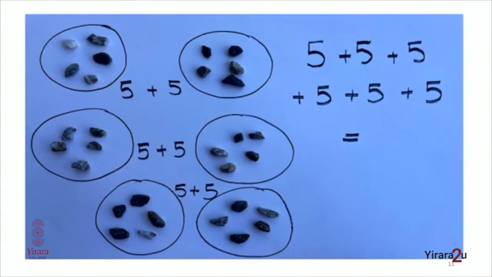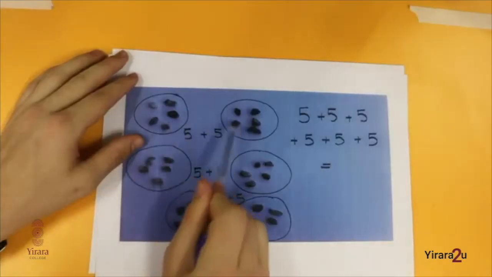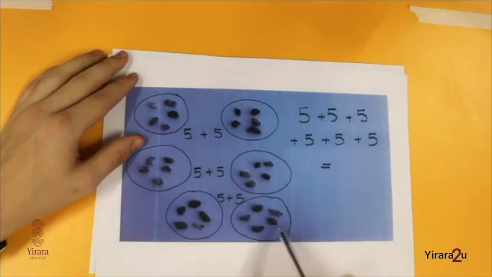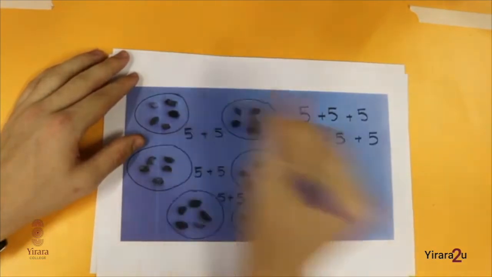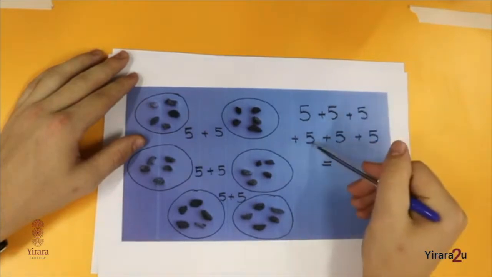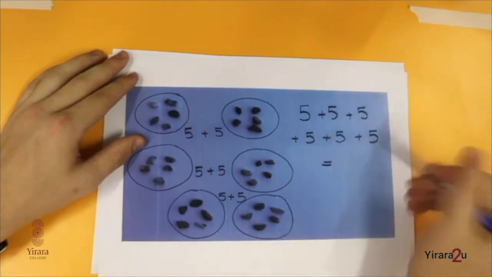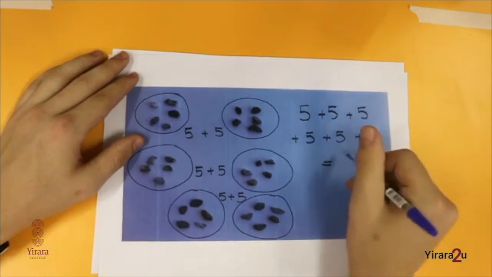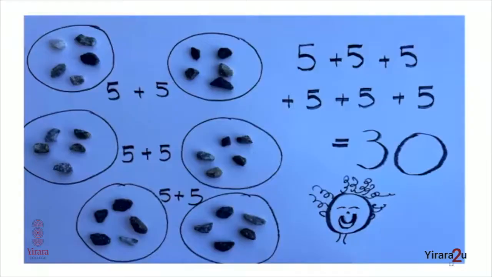So we're counting in 5s. How many groups do we have? We have 1, 2, 3, 4, 5, 6 groups. And there's 5 in each group. So we have 5 plus 5 plus 5 plus 5 plus 5 plus 5. How many is that? That is 30. Yay! Good job. Happy, very happy.